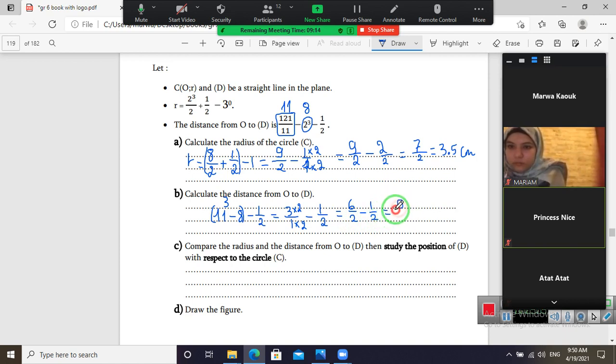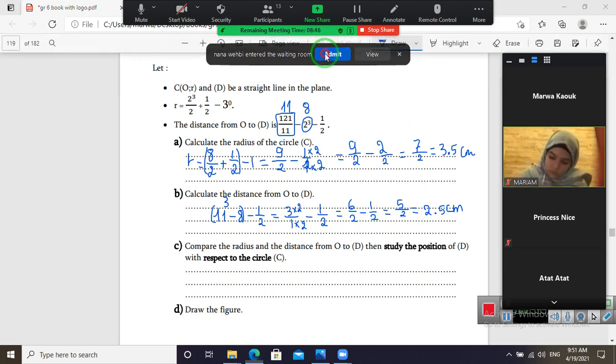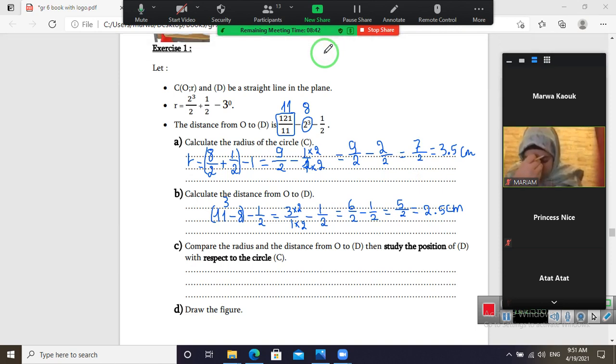What's the meaning of 5 over 2? 5 divided by 2. Yes, Mariam. 5 divided by 2 is 2 and a half. Can you say for me what the distance should be now? Look at the distance. The radius is greater than the distance. The distance is less than the radius. So what is the position of the straight line D? Mariam, less than the radius. What should D be? It is a secant. It cuts the circle into two distinct points. Very good.